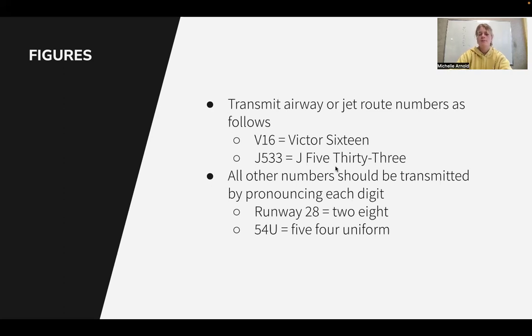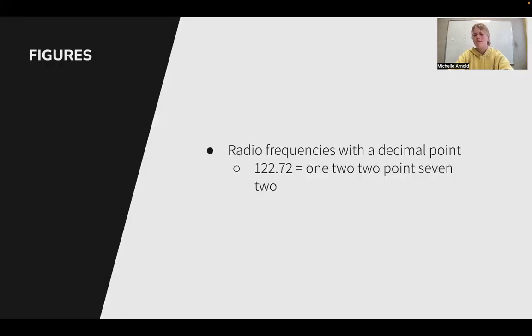All right, and as far as runways, make sure to say, instead of runway 28 or runway 15, you just want to say the numbers individually. Radio frequencies, for the decimal point, just say point. So for Purdue's frequency, 119.6.